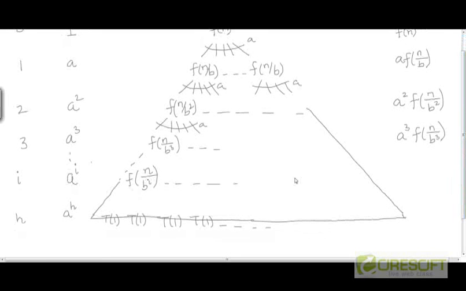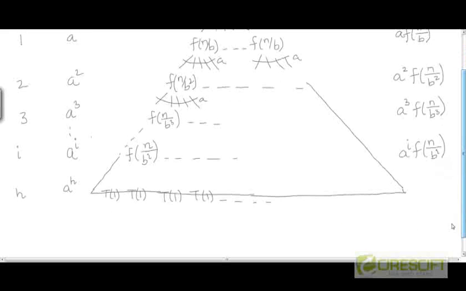At level I, we have A to the power I nodes, each with a cost of f of n divided by b to the power I. So our level sum at level I will be A to the power I times f of n divided by b to the power I. At the very last level, level H, we will have A to the power H nodes, and the cost of each node will be T of 1, some constant.